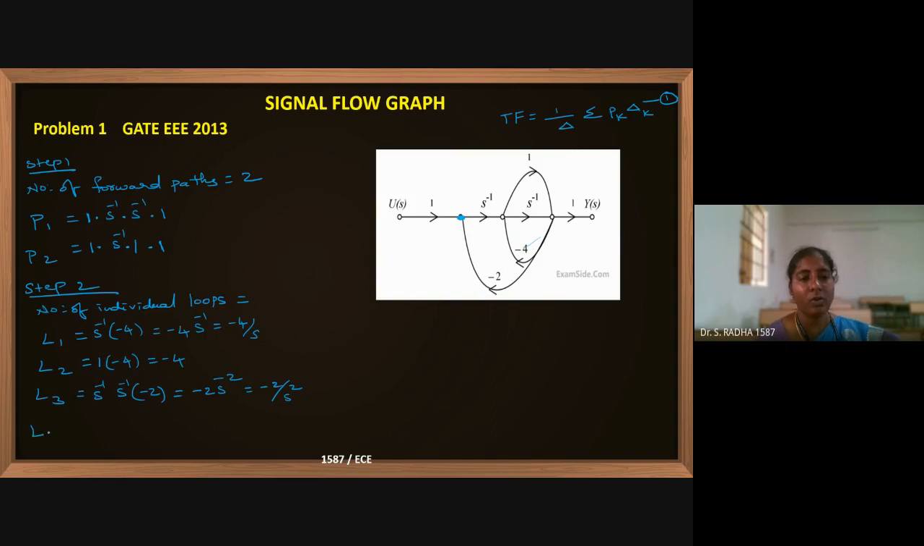So I have one more closed path. I can take S power minus 1. After that, upward direction 1 I will travel, downward direction minus 2 I will travel. So this is also a closed path: S power minus 1, upward direction 1, downward direction minus 2. That is also a closed path. So minus 2 S power minus 1, or minus 2 by S. I am finding only 4 loops from this diagram. Using this, you then have to substitute in equation 1 for finding the transfer function. As of now, I am confining myself to the number of forward paths and the number of individual loops.